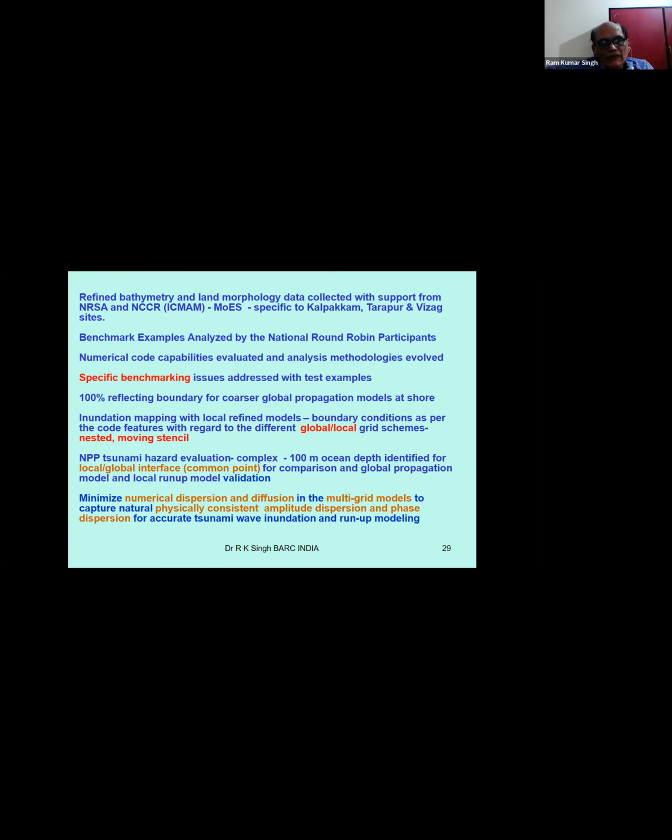And once the codes were verified and calibrated, of course, there were some specific benchmarking issues. Then we also asked them to work upon the inundation model, because there are two phenomena to be known. That's why we have to do a global modeling, and then a local modeling. If you want to study a local site like Kalpakkam, or Vizag or Tarapur, then we have to have a very fine grid, and that we collected from the NRSA.